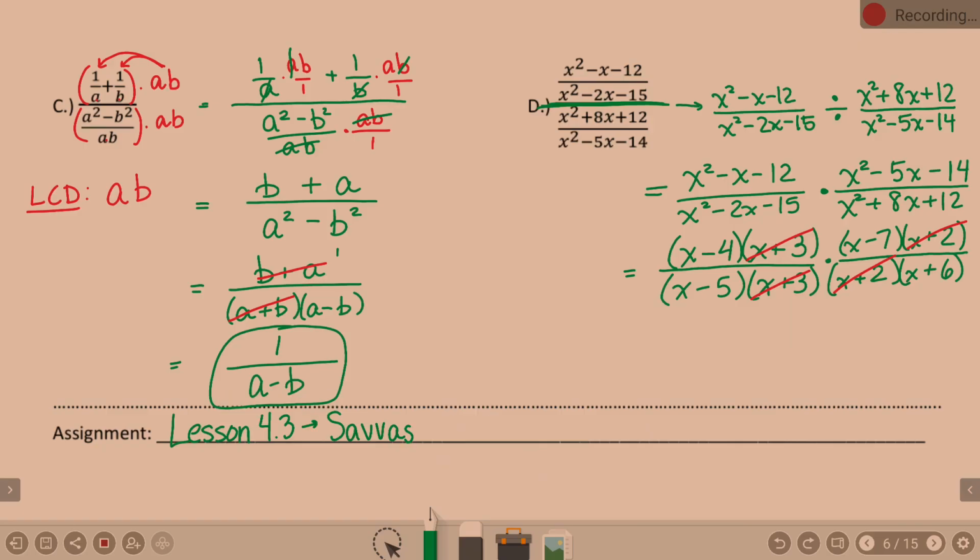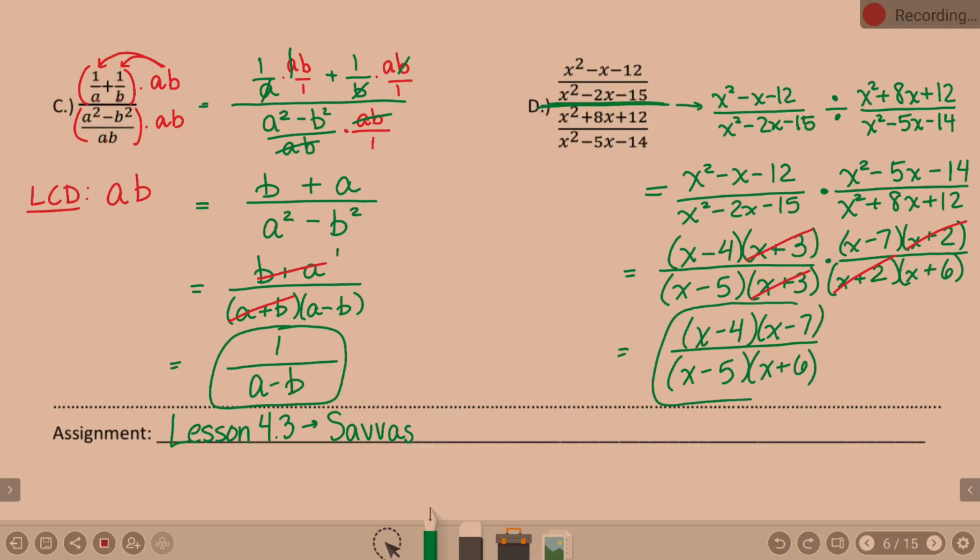So let's make it one big fraction. On top, x minus 4 times x minus 7. On bottom, x minus 5 times x plus 6.